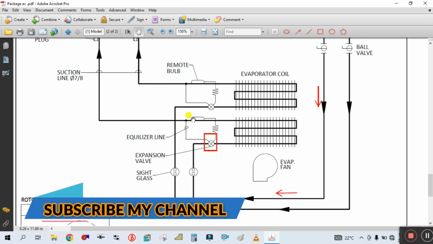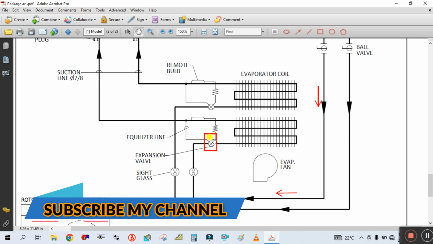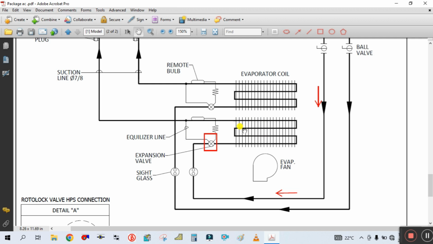So this sensing valve is installed on the discharge line of this evaporator coil. It will sense the temperature of the refrigerant which is passing through this discharge pipe, and send the signal to this expansion valve. Accordingly, this expansion valve will allow the refrigerant to pass inside this evaporator coil.